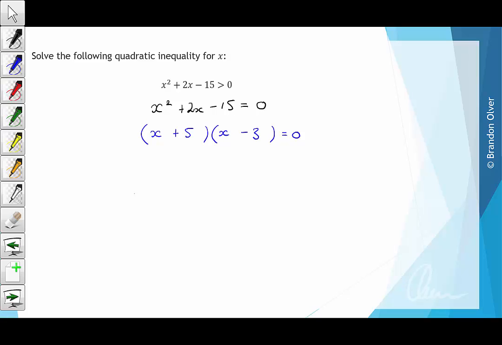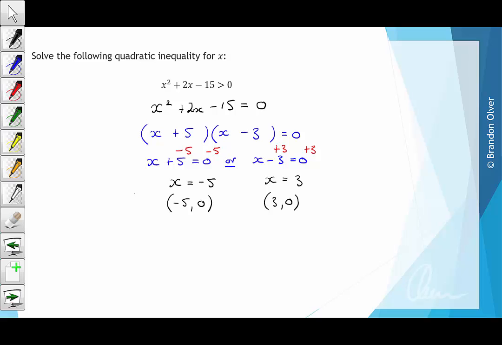So next we can use the null factor law, which will state x plus 5 could equal 0, or x minus 3 could equal 0. So if we subtract 5 from both sides of this, we get x is equal to negative 5. And if we add 3 to both sides, over here we get x is equal to 3. So that will be the coordinate negative 5, 0 and the coordinate 3, 0, which are the two x-intercepts on the graph.